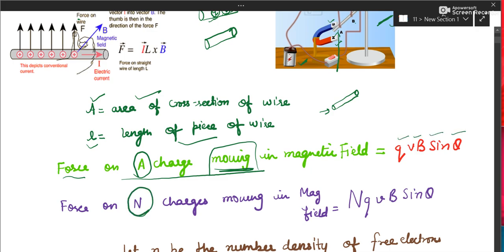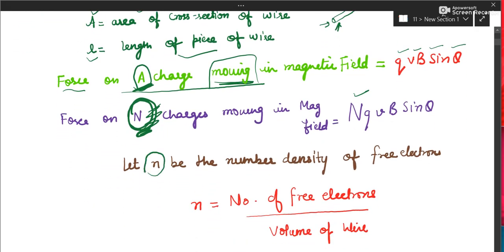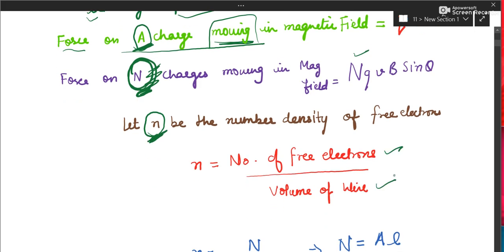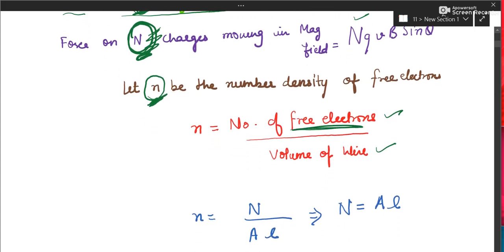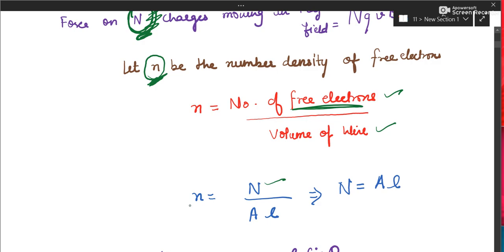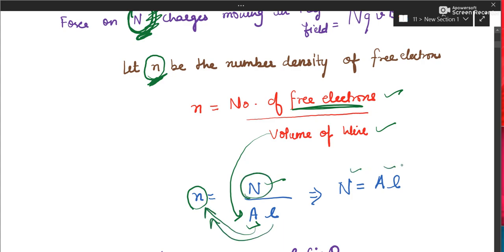Force on all the charges which are present inside that particular rod kept in the magnetic field, let it be N. And the force on one charge is this. Force on N charges, so you multiply with N. Okay, now we'll make use of number density which we talked about in current electricity when we were discussing the topic of drift velocity. So this is the number density of free electrons. This can be written as number of free electrons by volume of wire. So the number is N, and this is small n, the number density. The volume can be opened as area into length. So A into L will go this side, so the number of electrons is n into A into L.